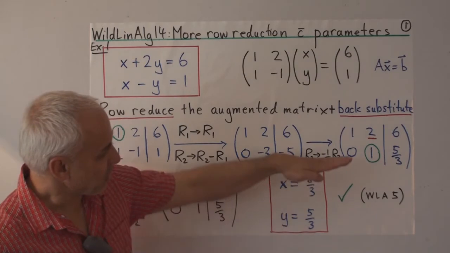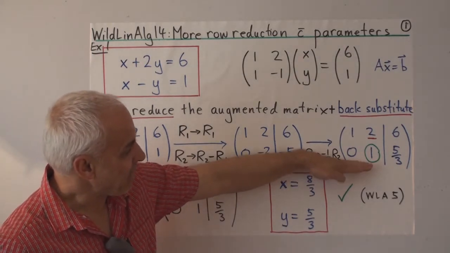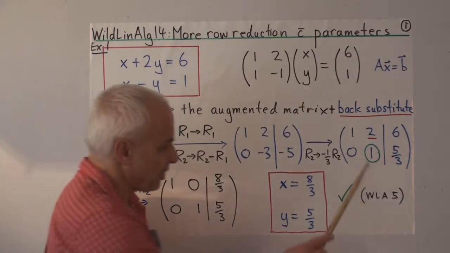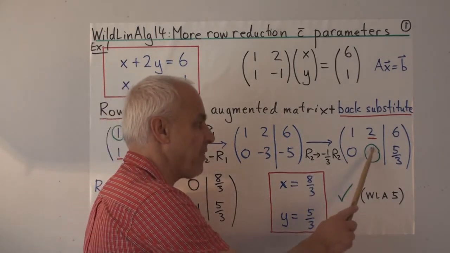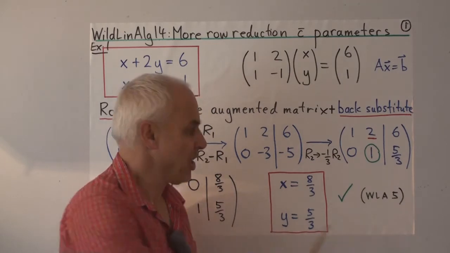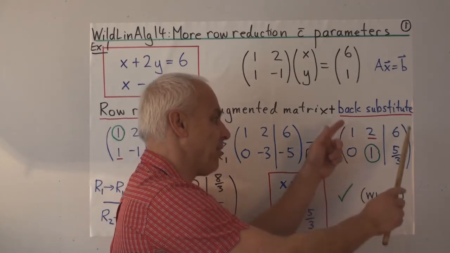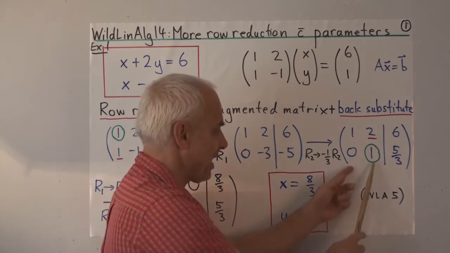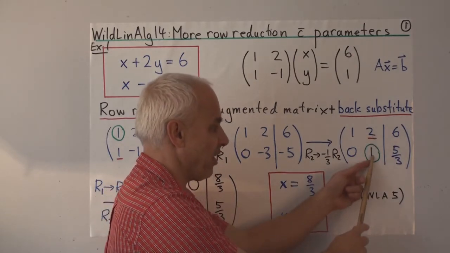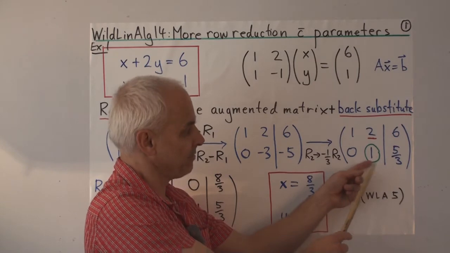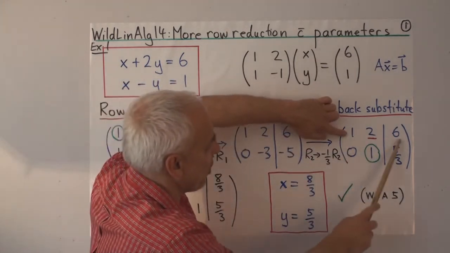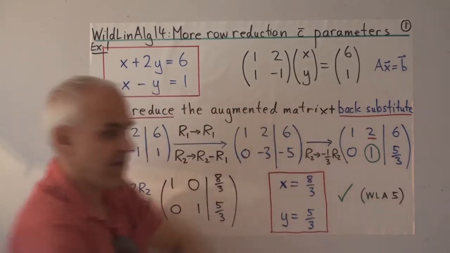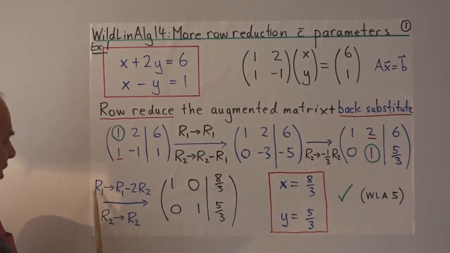And now what we're going to do is we're going to go back from the bottom up towards the top. We're going to start with this bottom leading entry, the 1, and make everything above it 0. So we're going to use this row and add multiples of this row to all the rows above it, getting rid of all the entries above our leading entry that we're focusing on right now. In this case, there's just one of them. So what are we going to do? We're going to take this row here and we're going to subtract 2 times the row 2. Illustrated here, row 1 is replaced with row 1 minus 2 times row 2.